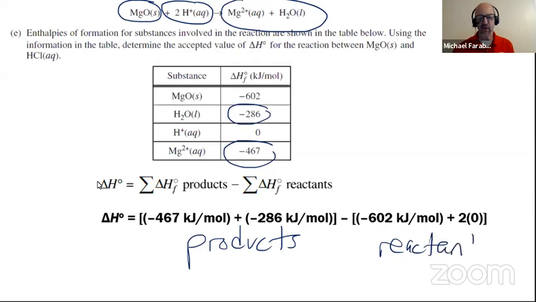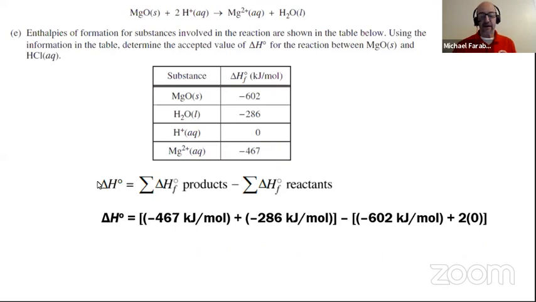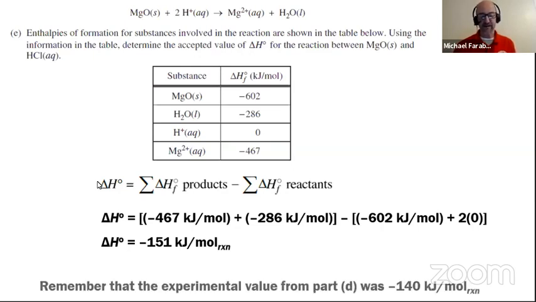So as you are putting this data into your calculator, just getting it from the table, we can then calculate our accepted value. So the experimental value was negative 140 kilojoules per mole of reaction. If we do this math, the accepted value is negative 151. So there is a difference between negative 140 and negative 151.